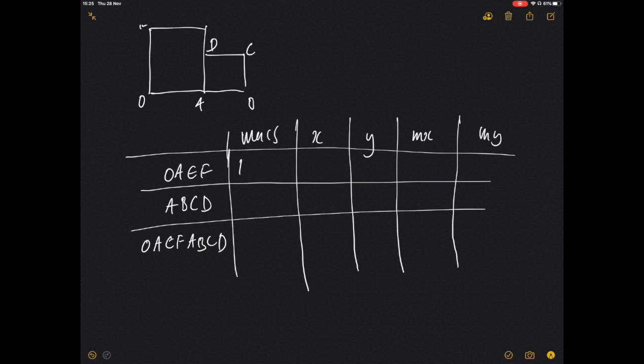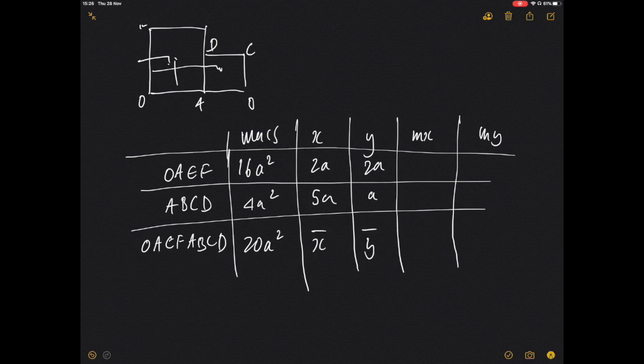So we could say that our mass of this first one would be 16a squared. The mass of our second one, which is 4a squared. We add all of this together. We know that would be 20a squared. What else have we got here? X, our first distance, X from the centroid is that. Likewise in Y, if we have it from here to here, which would be 2a, we would have our distance here, which is 5a from 0, and this is a, and then we can say that our distance, what we're trying to find is x bar and y bar.